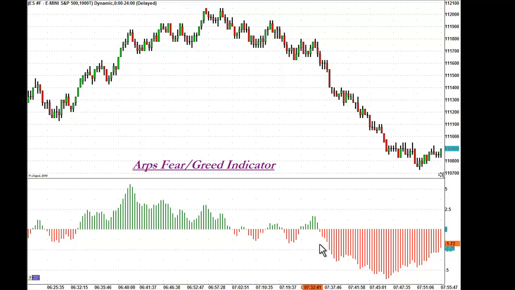Conversely, if the Radar1 oscillator line is in the red zone, selling pressure exceeds buying pressure and the bears are in control. The depth of the red downward pointing Radar1 histogram bars is an indication of the strength of the bears' selling pressure.